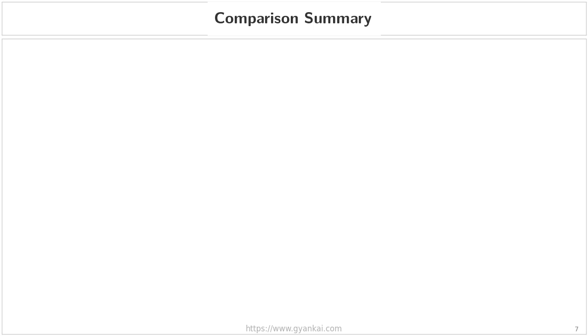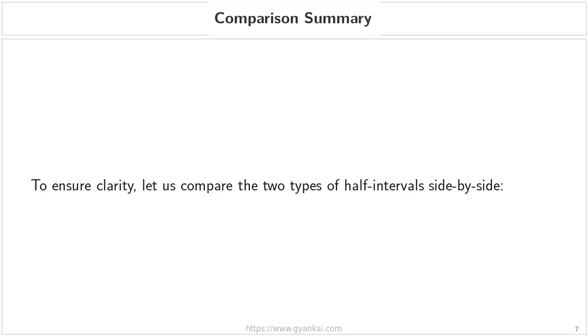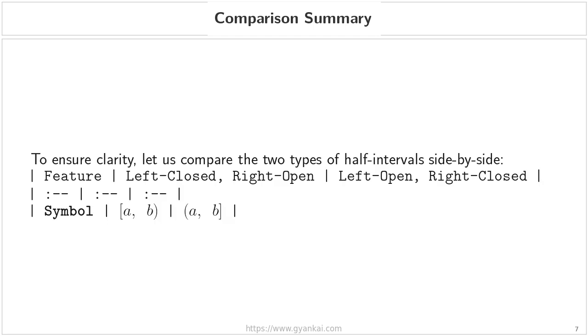Comparison summary. Now that we have looked at both types of intervals individually, let us bring them together. To ensure clarity and help you distinguish between them, let us compare the two types of half-intervals side by side in this summary table. First, let's look at the symbol row. For a left-closed, right-open interval, we use an opening square bracket followed by a closing parenthesis, written as a open bracket, b, close parenthesis. Conversely, for a left-open, right-closed interval, we use an opening parenthesis and a closing square bracket, written as a open parenthesis, b, close bracket.